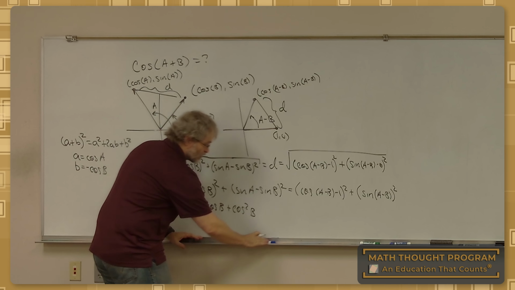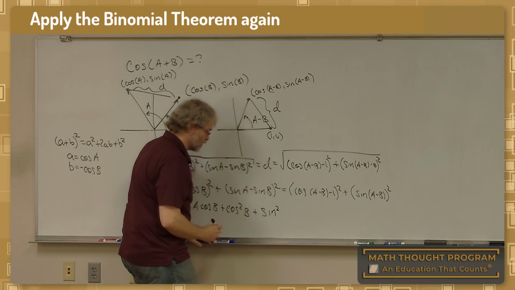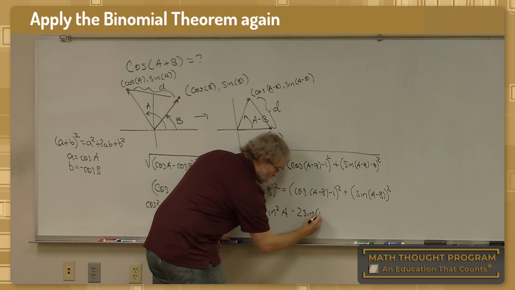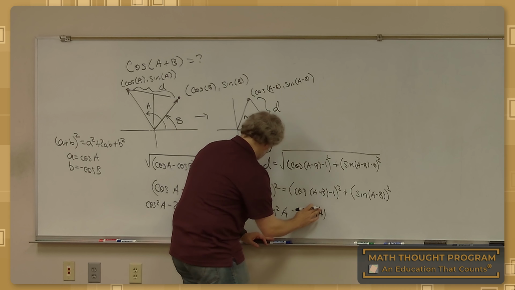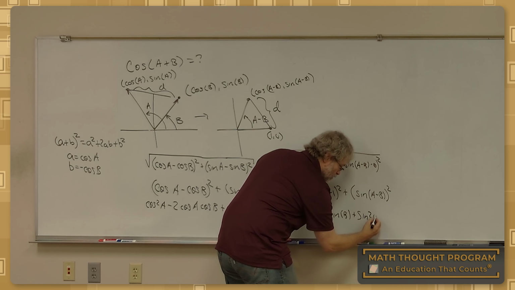Okay, now for the next part over here, you'll get the same idea. You'll have sine squared of A, minus 2 sine of A sine of B, and then sine squared B.